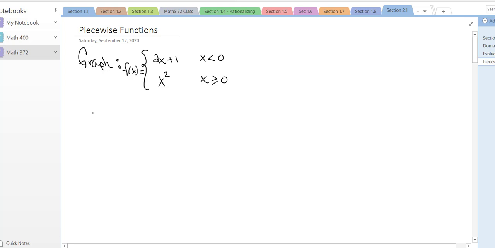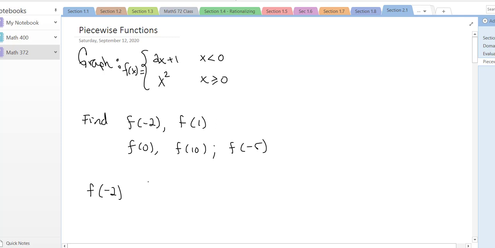So let's practice finding some values first. Say that I want to find f of -2, f of 1, let's find f of 0, f of 10, and let's try another negative number. How about f of -5? If I wanted to find all these values, let's start with f of -2. When I look for f of -2, based on the x, in this case my x is equal to -2. So when I go to the pieces, I see x less than 0. This is essentially saying when x is negative. And x greater than or equal to 0 means when x is 0 or when x is positive.